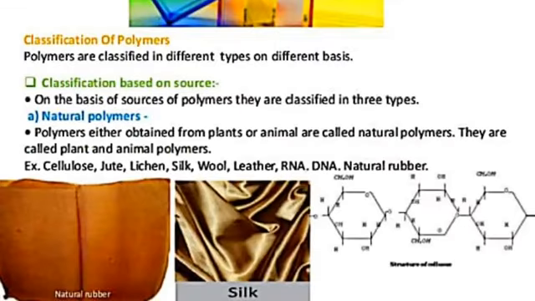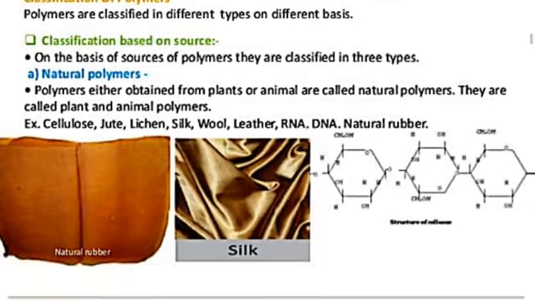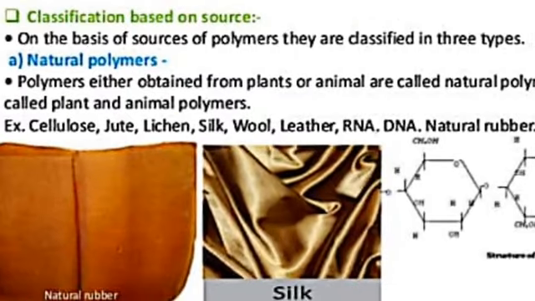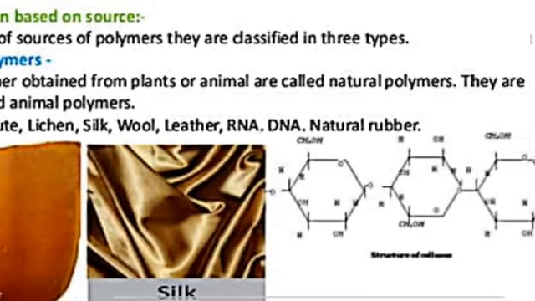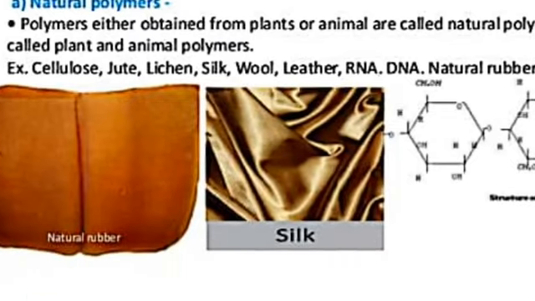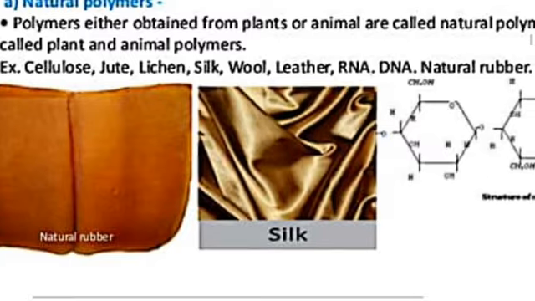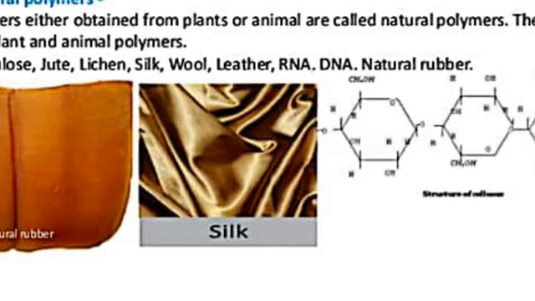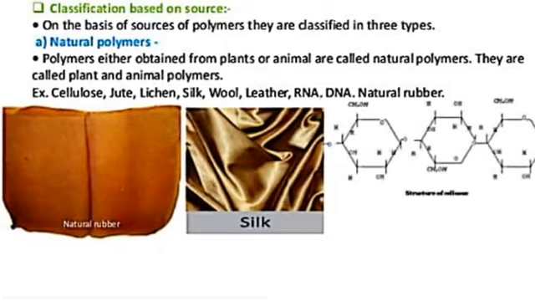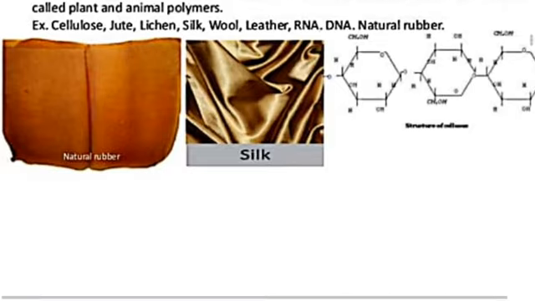Now polymers can be classified into different types. First, classification based on source. Source means from which place, which origin are we getting them. First is natural polymers. Polymers obtained from plants or animals are natural polymers. They are called plant and animal polymers, like cellulose, jute, lichen, silk, wool, leather. In our body we have RNA, DNA. Then from plants, from bark we get natural rubber. So these are all natural polymers. These are obtained either from plants or animals. These are derived from nature.